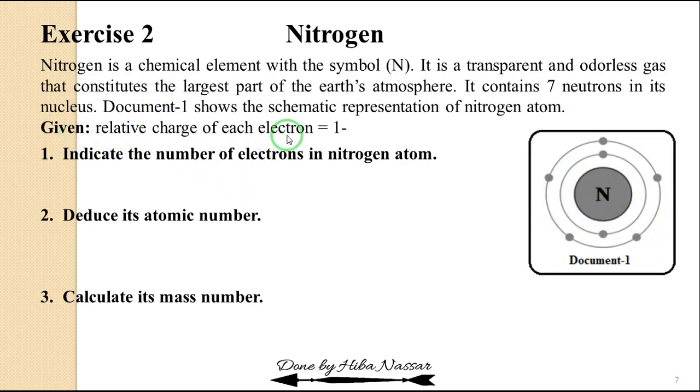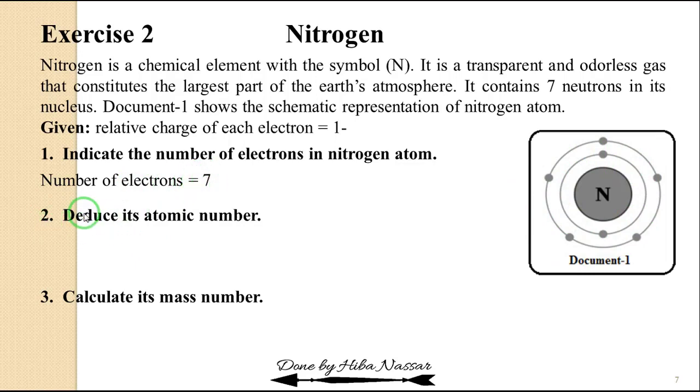Given the relative charge of each electron, it's 1 minus. Number 1. Indicate the number of electrons in nitrogen atom. Referring to document 1 here, if you count the gray dots, they represent the total number of electrons inside the electron cloud. So the number of electrons is equal to 7.